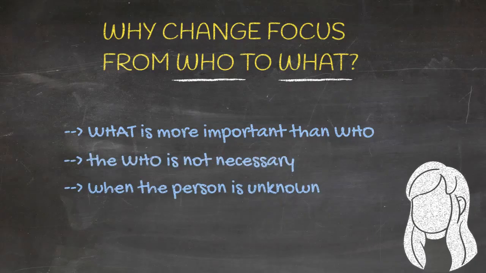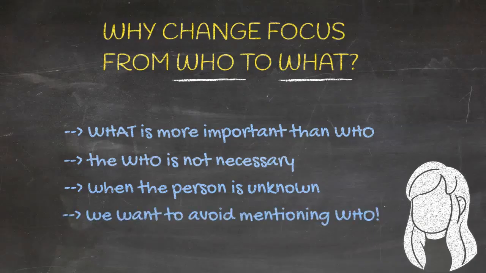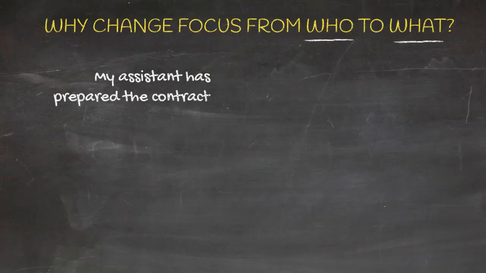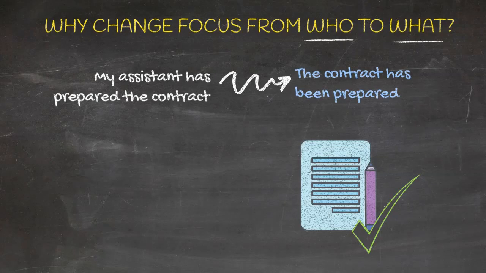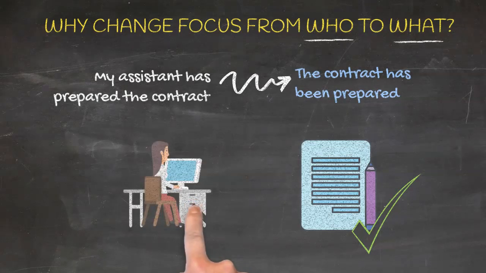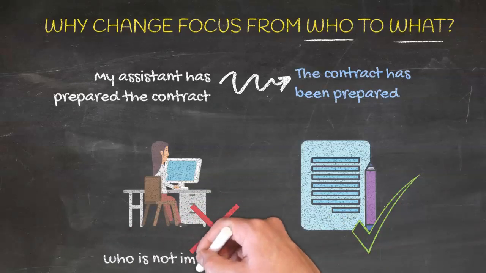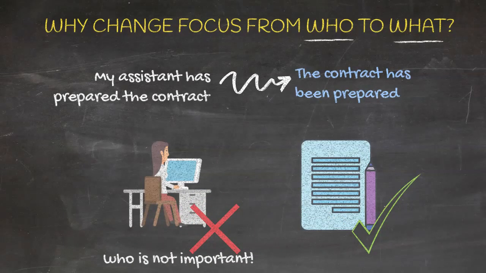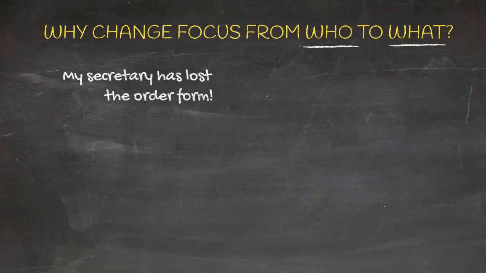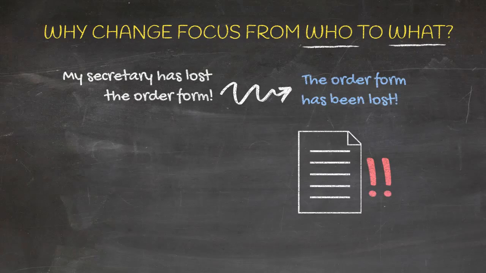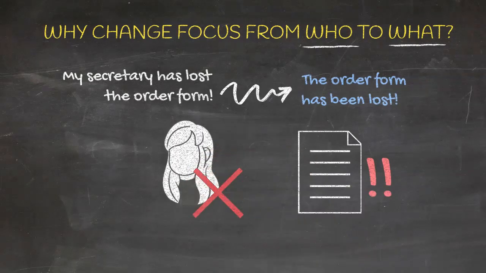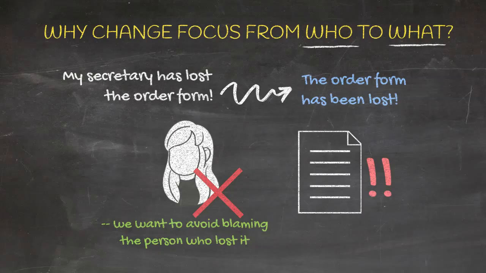It could be that the what is more important than who, or the who is not necessary to mention. It could be that the person is unknown, or it could be that we simply want to avoid mentioning the who. Let's look at this example. We say the contract has been prepared, probably because the who, that is the assistant, is just not necessary to be mentioned. In this example, we say the order form has been lost because we probably want to avoid blaming the person who lost it, or we just don't know who lost it.